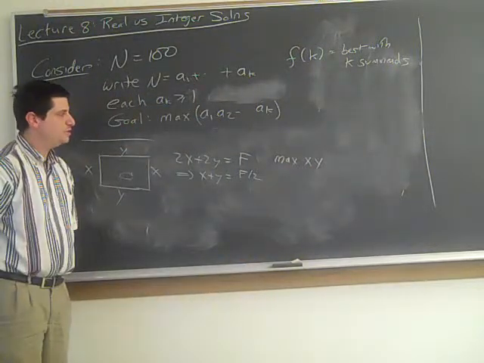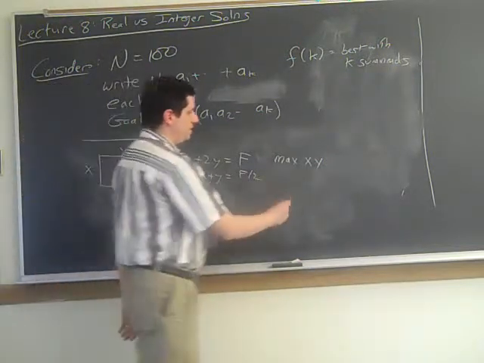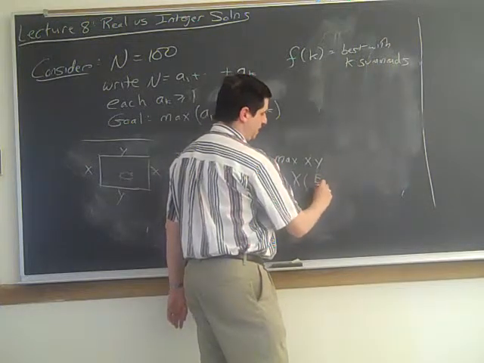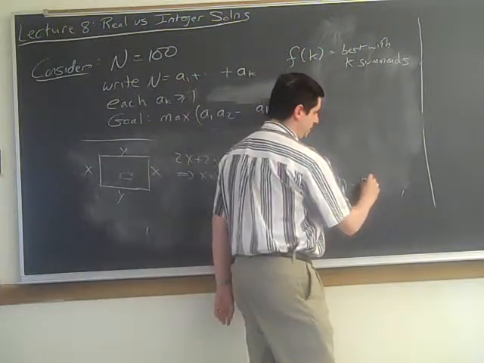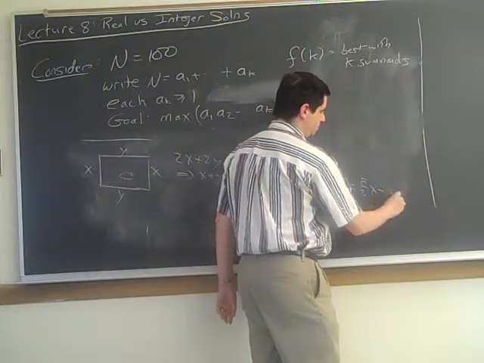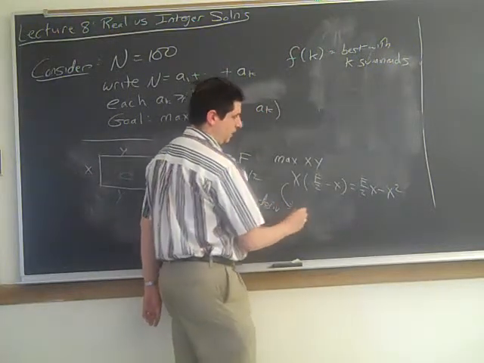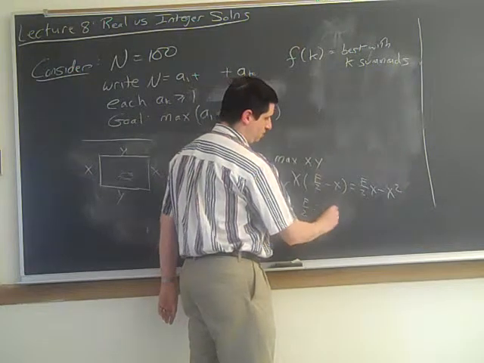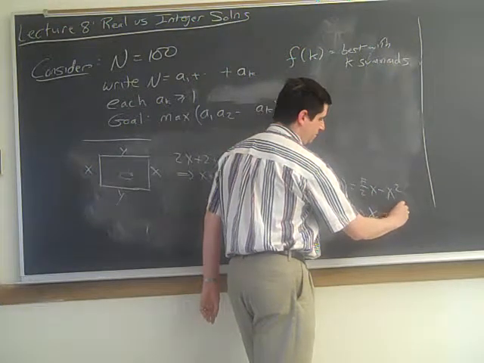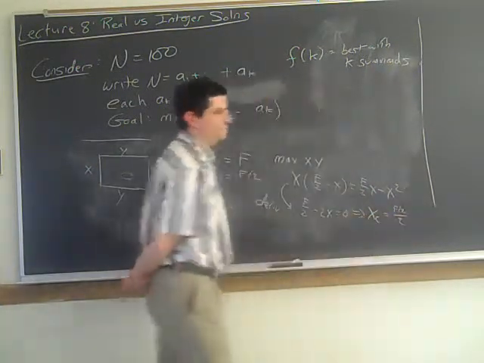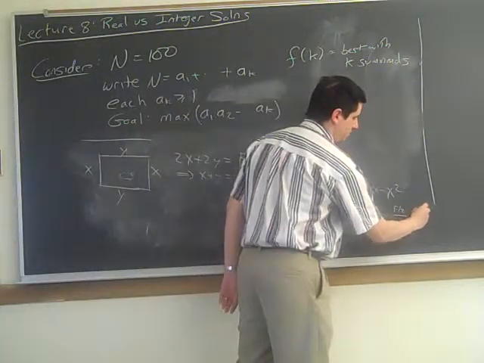Well, we could solve this using multivariable calculus. Or we could solve this by saying, well, let's reduce this to one variable. This is maximizing x times (F/2 minus x). If we multiply this out, we get (F/2)x minus x squared. We take the derivative, and we get F/2 minus 2x equals 0. So the critical point is going to be, yes. And in fact, that means the critical point for x is the same as that for y.